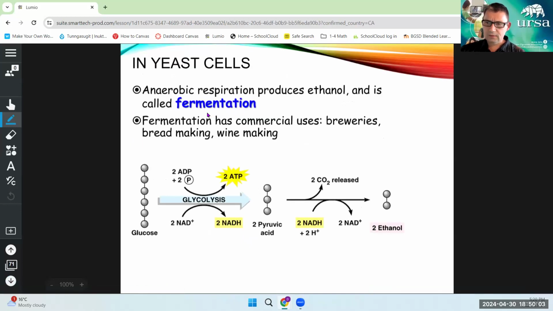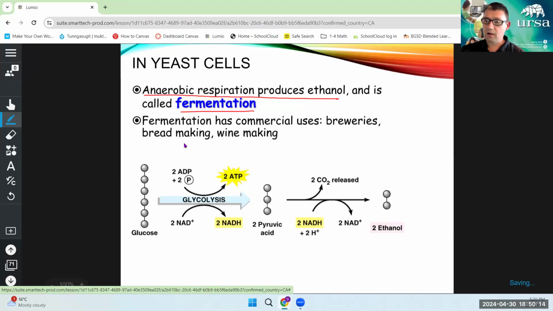In yeast cells, probably the one we're most familiar with, anaerobic respiration produces ethanol, fermentation. It's how beer gets made. It's how various alcoholic beverages, even bread making, are made.